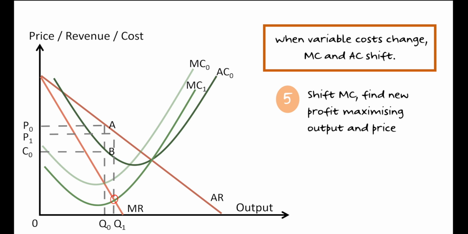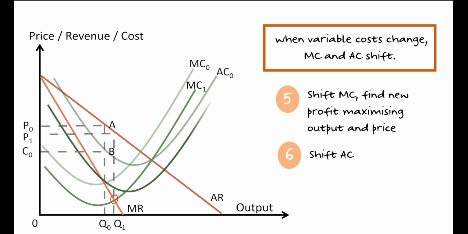Now here, our job is not done. We've only found the new P and Q. We need to find the new profit area. So you shift AC downwards. Both MC and AC will shift in the same direction when variable costs change. So here, since MC has decreased, then AC has decreased as well.